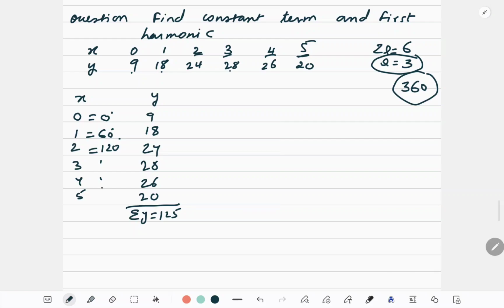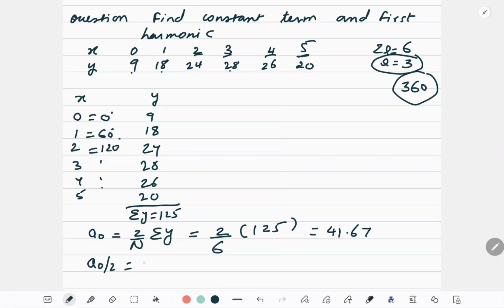So the moment you got summation Y is equal to 125, what is your A naught? A naught is 2 by n summation of Y. So 2 by, what is n here? 1, 2, 3, 4, 5, 6. 6. Summation of Y means 125. Correct? So this will be equal to 41.67. Okay. So this is your A naught. So what is the constant term? A naught by 2. That is 41.67 upon 2. So when you do 41.67 upon 2, that will be approximately equal to 20.835, which is your first answer.